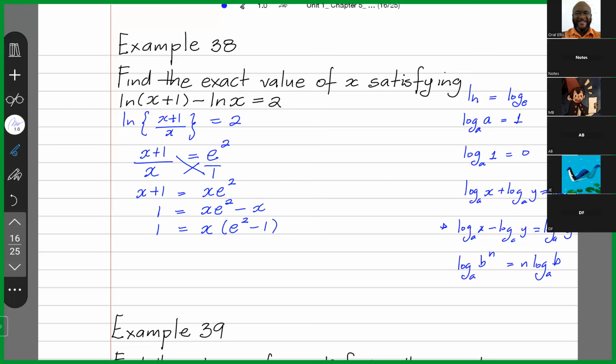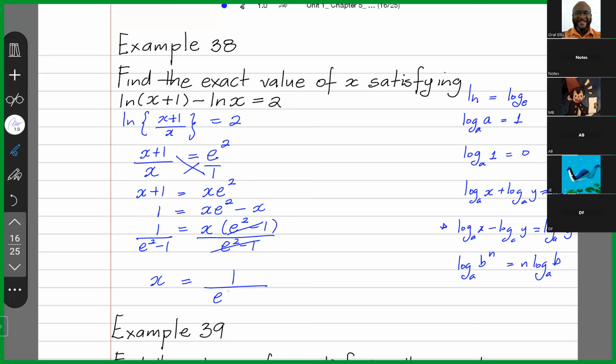All I did was factorize the right-hand side. x is the common factor, so I factor out the x. And the last step is to divide both sides by e squared minus 1. So e squared minus 1 cancels e squared minus 1, and I have x is equal to 1 over (e squared minus 1).